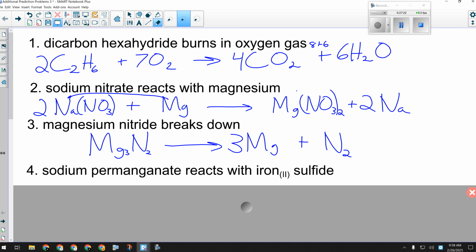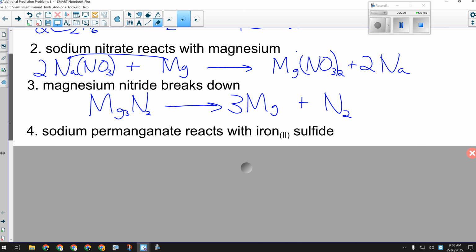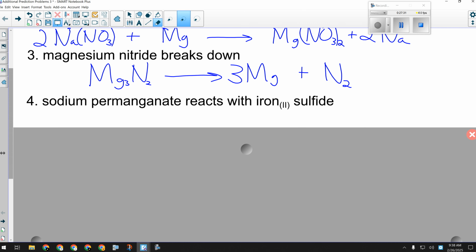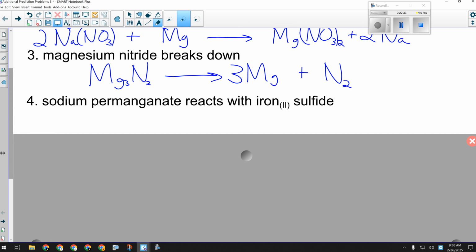Okay. How many people have done 4? Okay, let's look at 4 and then I'll put a couple more up there. Number 4. So sodium permanganate reacts with iron 2 sulfide. Sodium, okay, +1. Permanganate, MnO4, one of our polyatomic ions, and sorry, this is a -1, so that compound is okay the way I wrote it. Can put brackets around that if I want.